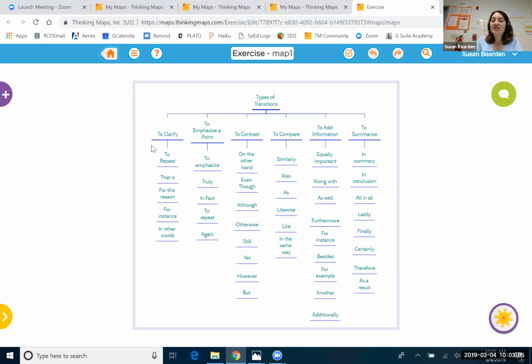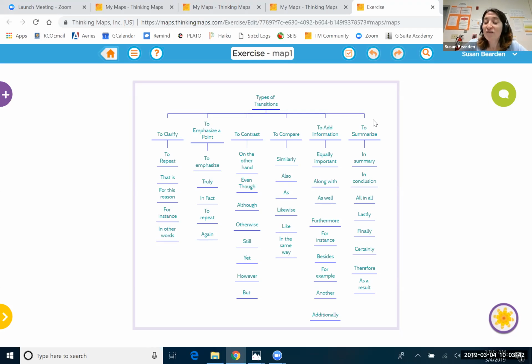So we might use a transition to clarify, to help the reader understand something better, and these are examples that would do that. Maybe you want to use a transition that would help you emphasize a point. So these words would do that. If you're contrasting or comparing, these are examples of words that would work for contrast and compare. If you're adding additional information to what you already told the reader, these phrases and words might help you. And if you're working on that last paragraph, you want to summarize, these are examples of phrases and words that might help you with that type of transition.